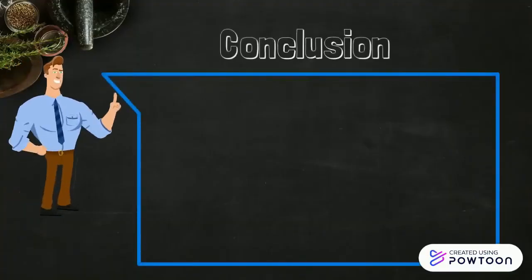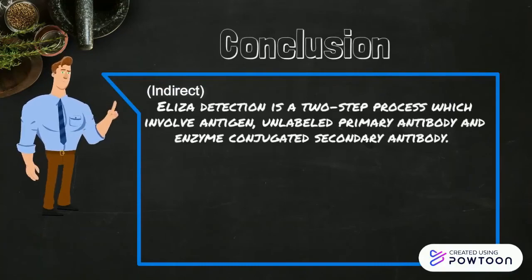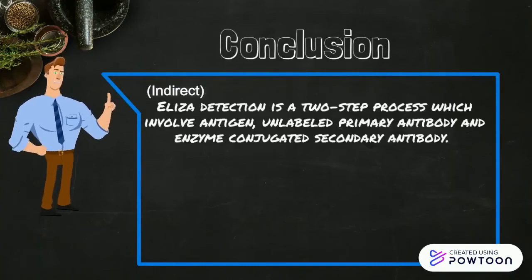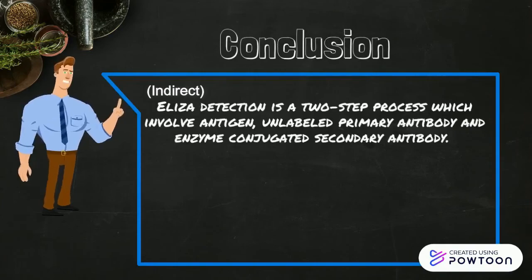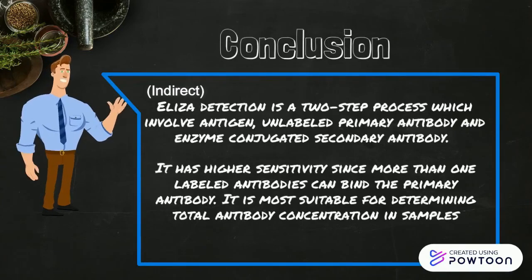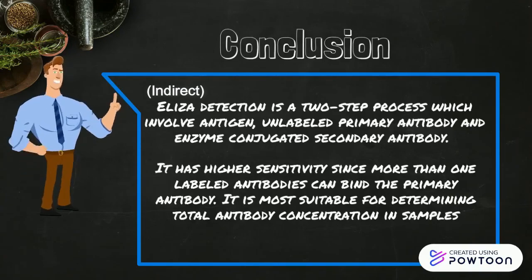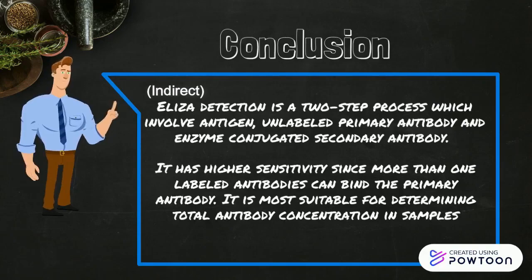In conclusion, ELISA detection is a two-step process which involves antigen, unlabeled primary antibody, and enzyme-conjugated secondary antibody. It has higher sensitivity since more than one labeled antibody can bind to the primary antibody, and it is more suitable for determining total antibody concentration in samples.